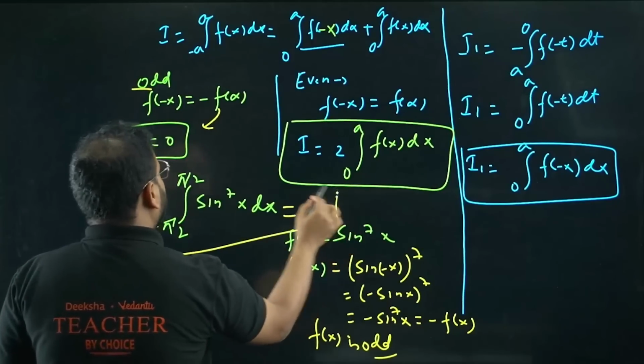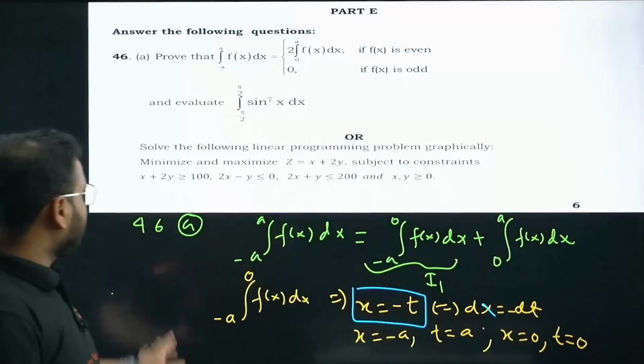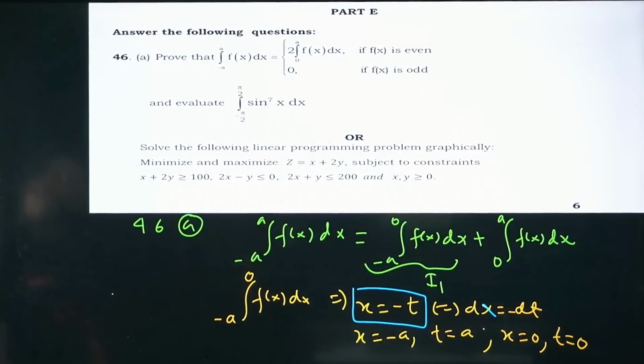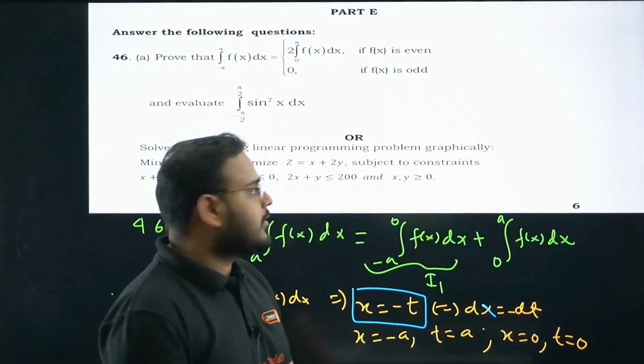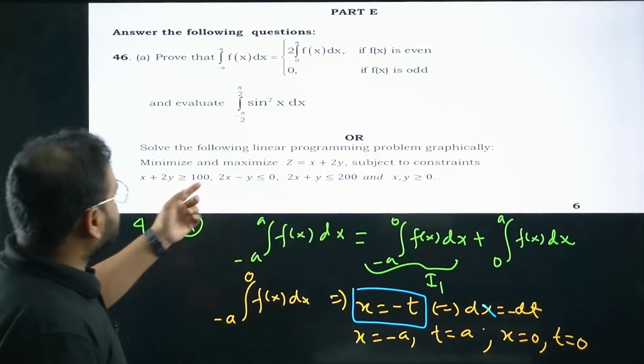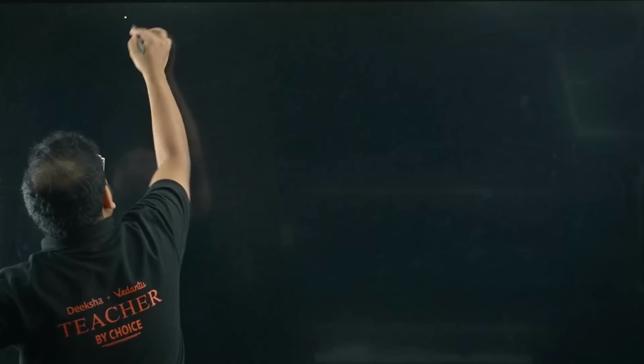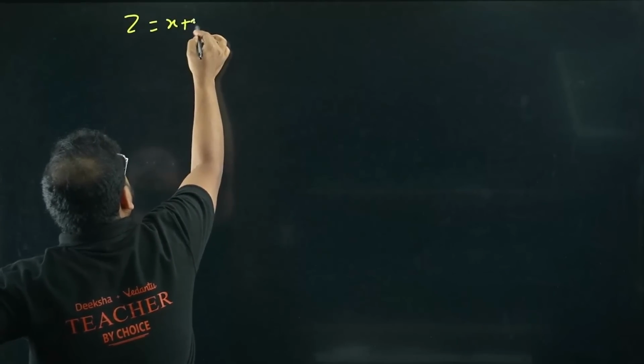Please check. Odd function, no? So 0. Done. From here, please check. 6 marker question, very important. Okay. Next, sir, again you are having the LPP. The objective function is given here, x plus 2y. Let me write that first. So z is given as x plus 2y.